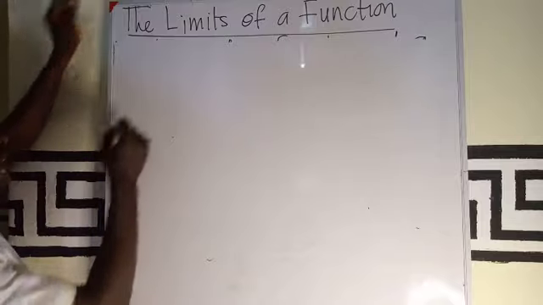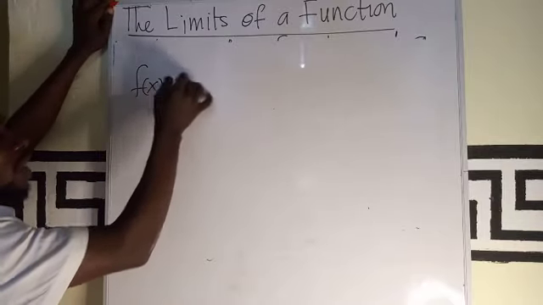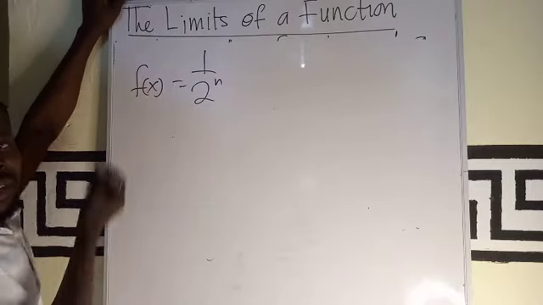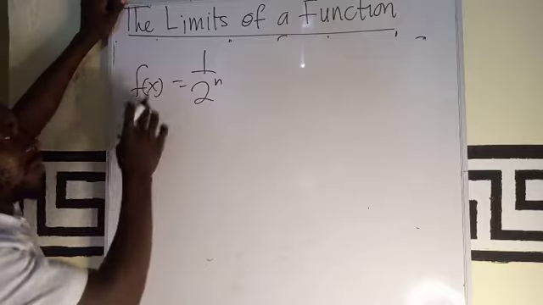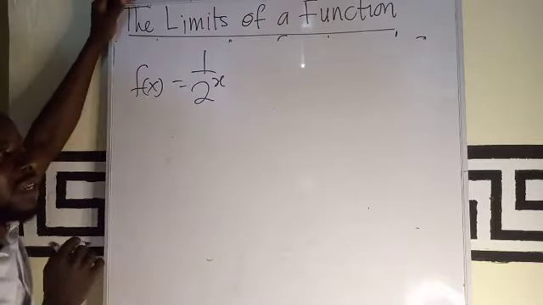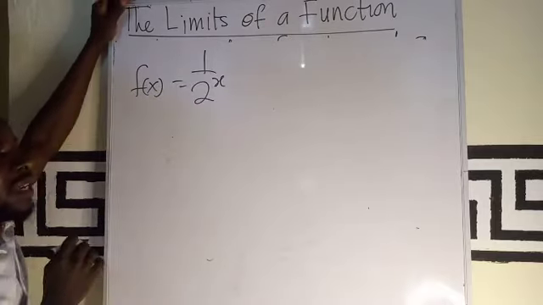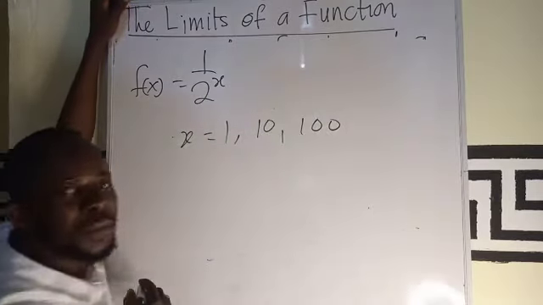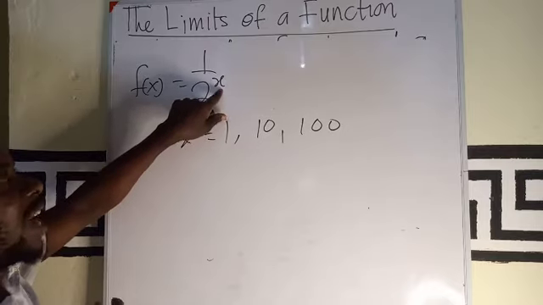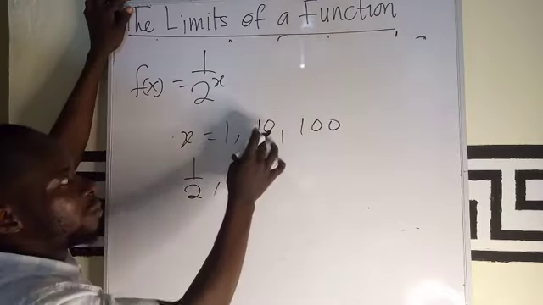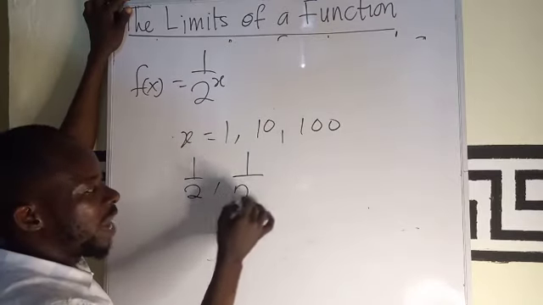Let's say we have the function given to us as 1 over 2 exponent x. This is a function. If I begin to put values of x, this time around let me take it a step bigger than the one we did. So if I put 1 here, I'll be having 1 over 2. If I put 10 here, I'm having 1 over 2 exponent 10.